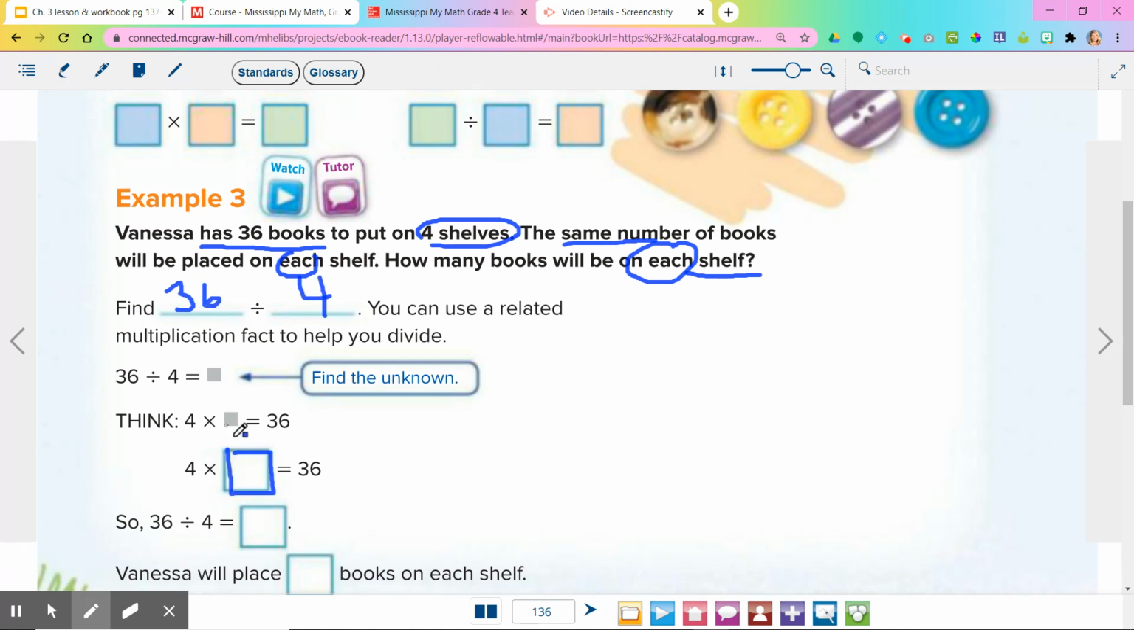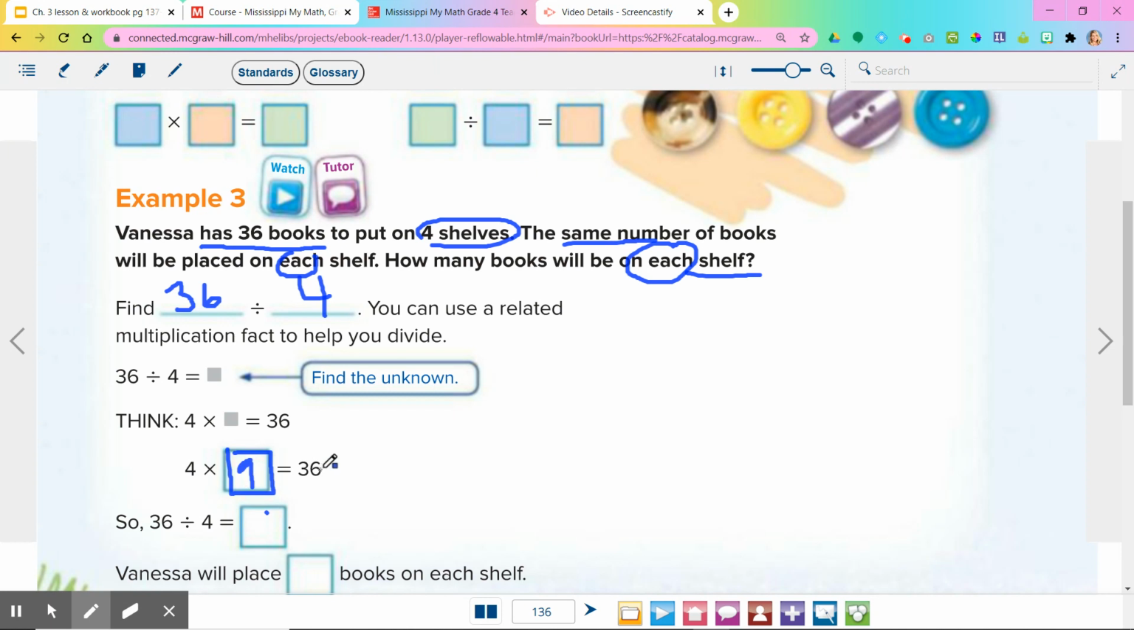What times 4 will give me 36? Well, 4 times blank equals 36. We've learned that 4 times 9 is 36. So, with knowing about fact families, the number that 4 and 36 have in common is 9.